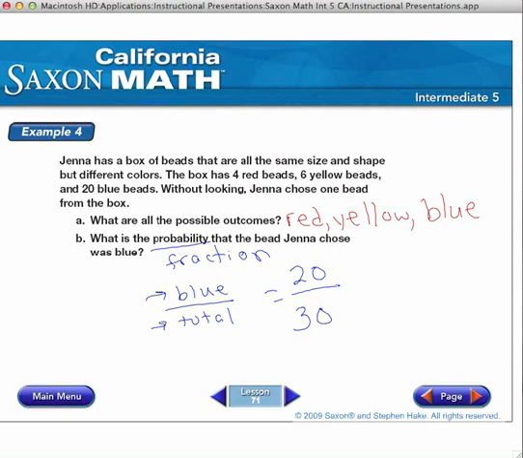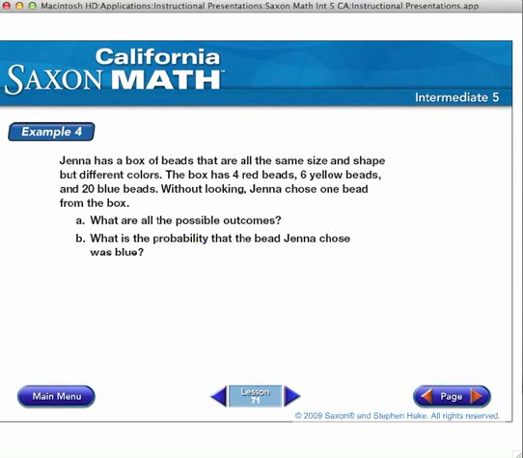Well, 20/30 can be reduced. Okay? Since they both have a 0 on the end, I know that both of these can be divided by 10. So I'm going to choose to divide by 10/10. 20 divided by 10 equals 2. 30 divided by 10 equals 3. So my probability that a blue bead will be picked is 2/3, or 2 out of every 3 beads.